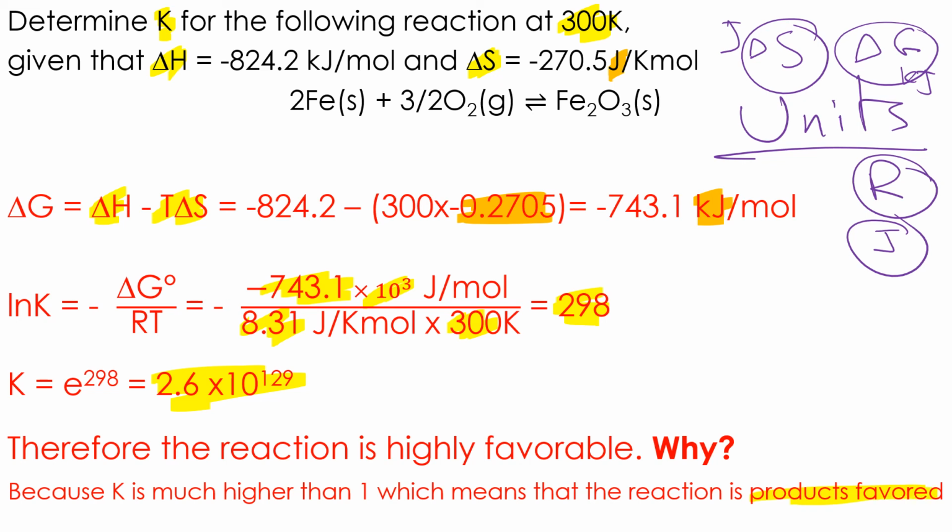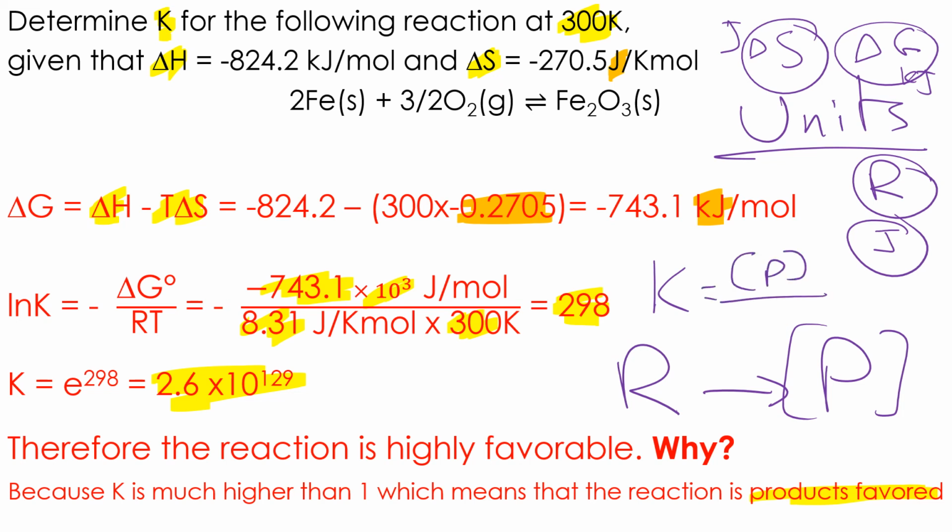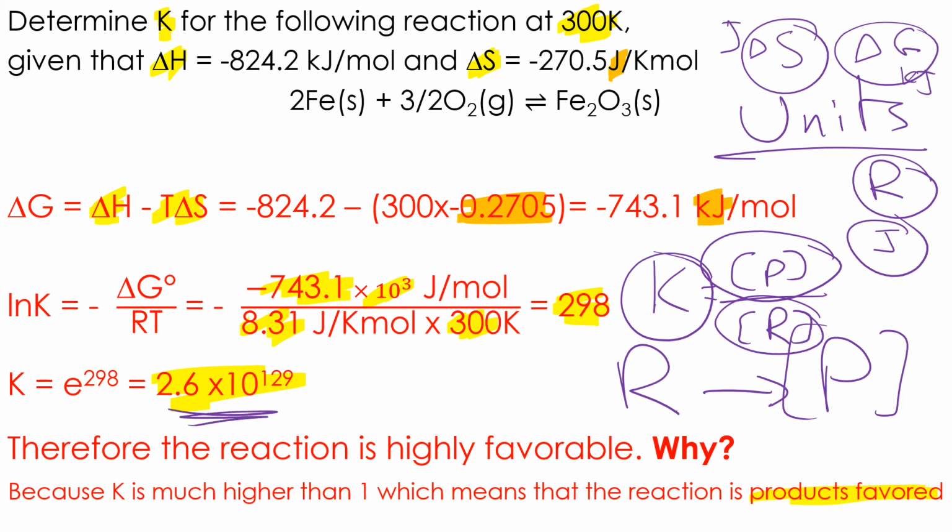It's moving directly from the reactants toward the products, and the concentration of the products is much higher than the concentration of the reactants according to the expression for the equilibrium. If the concentration of the products is much higher than the concentration of the reactants, K should be much higher than 1, as it is in our case here.